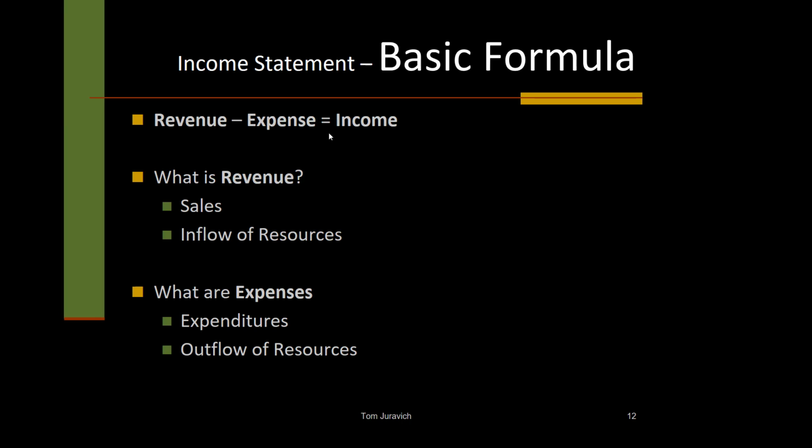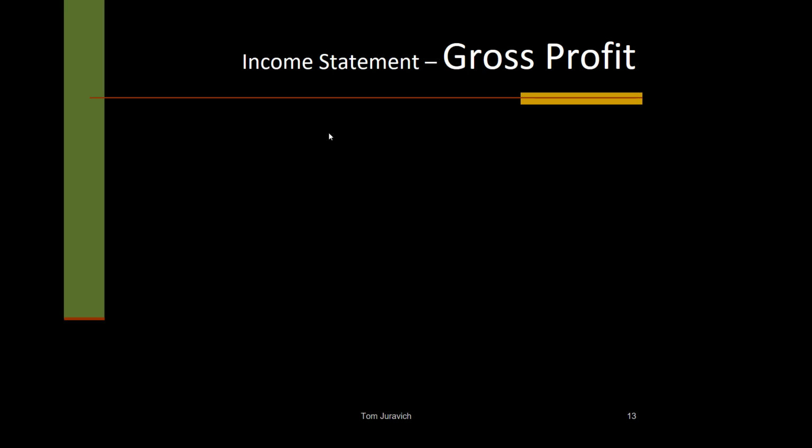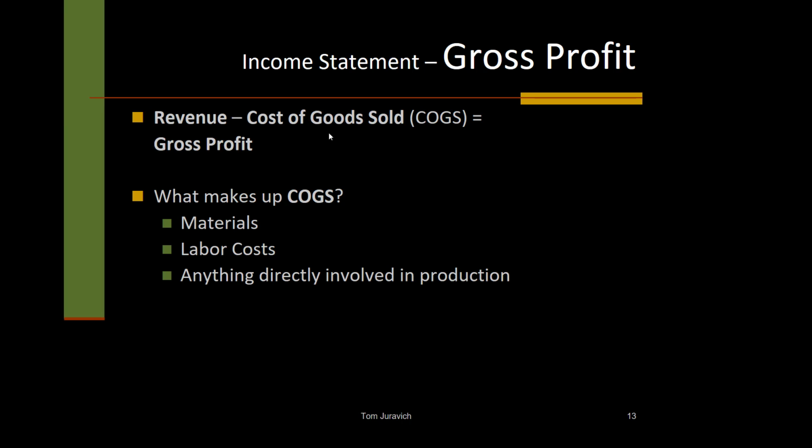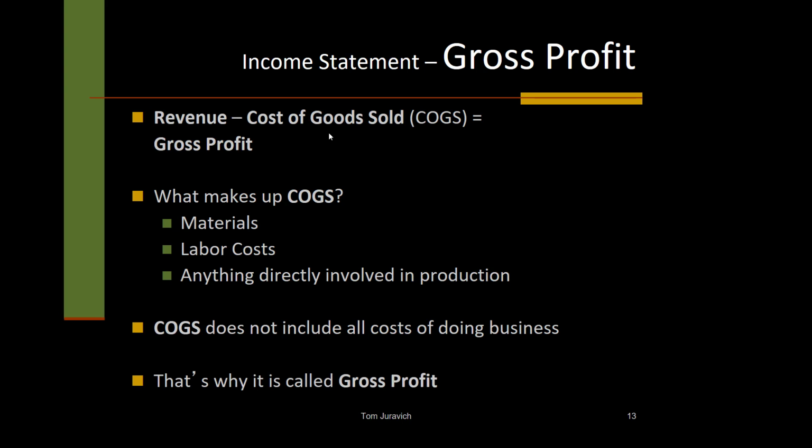We also move on in the income statement to talk about gross profit. What's gross profit? Well, if we take revenue coming into a firm, and we subtract from it the costs of goods sold, COGS, we get the gross profit. So what's COGS? COGS are the materials, the labor costs, or anything directly involved in production. So for example, in the creation of an athletic shoe, there are materials and labor costs that go into making some very expensive running shoe. It doesn't include all the costs of doing business, which is why it's called gross profit.